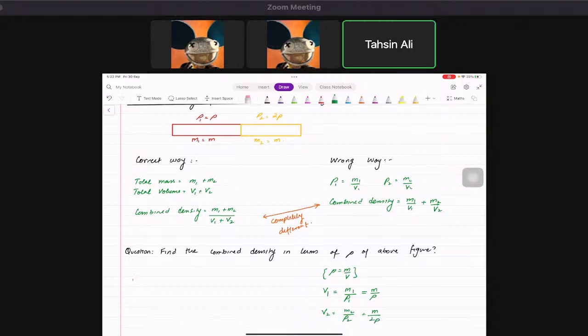Now if I want to find the combined density, like you said, first of all we need to add the masses. So m1 is m, m2 is also m, divided by we add the volumes. What are the volumes? m over rho. Can you solve this now from here? Do you understand what I did?